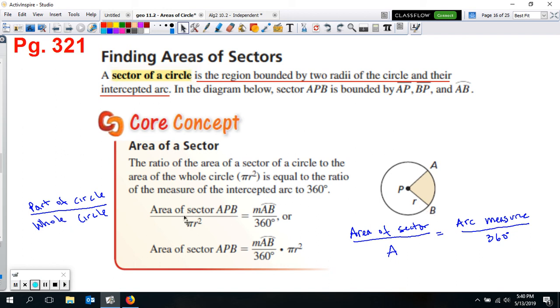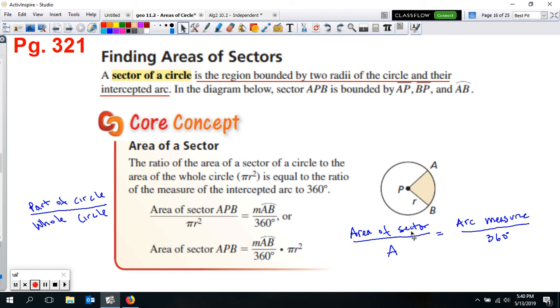So what we're going to do is the same idea here. It's got that proportion where the area of the sector, divided by the area formula, is equal to the measure of its intercepted arc over 360. So I wrote this here again, and we want to write this down as part of the circle over the whole circle. The top of the fraction on both of these is always the part. It's either the area of the sector or the measure of the arc. That's the part of the circle. And the bottom is the whole circle, which would be the whole area formula, pi r squared, over the 360, the measure around the entire circle.